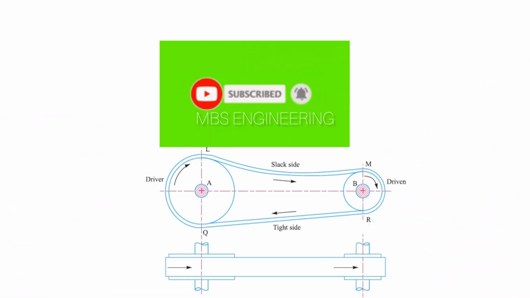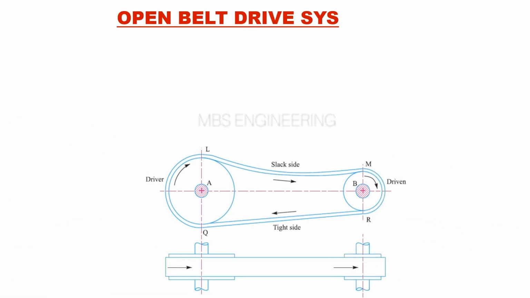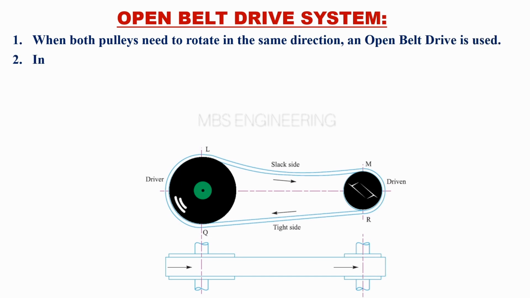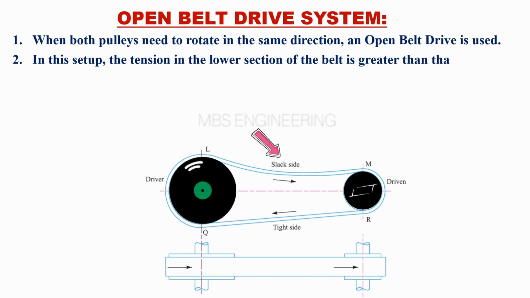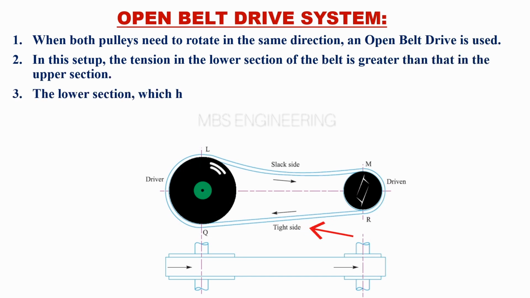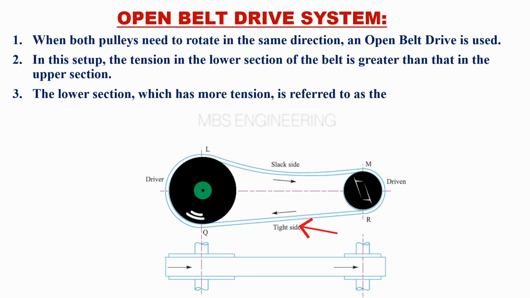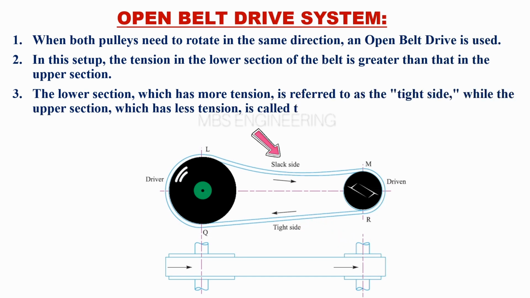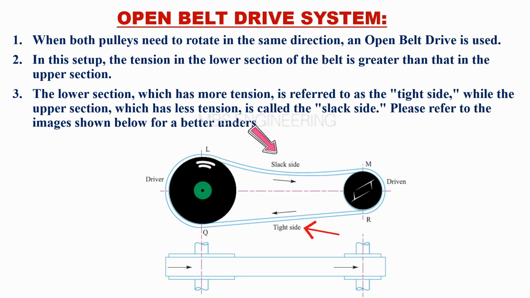Next, we will learn the first type, the open belt drive system. When both pulleys need to rotate in the same direction, an open belt drive is used. In the setup, the tension in the lower section of the belt is greater than that in the upper section. The lower section, which has more tension, is referred to as the tight side, while the upper section, which has less tension, is called the slack side. Please refer to the images shown below for a better understanding.